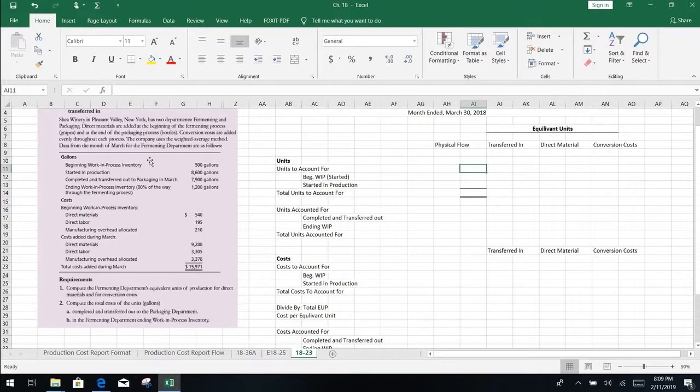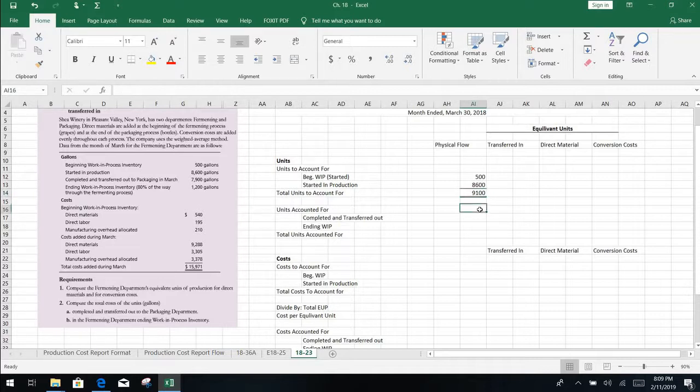Beginning work in process, 500 gallons. Started in production, oh, pardon me, delete, 500, and started in production, 8,600. Okay, and this is equal to the summation of those two, so we'll just auto sum that and click again to confirm. It's 9,100. That looks correct.